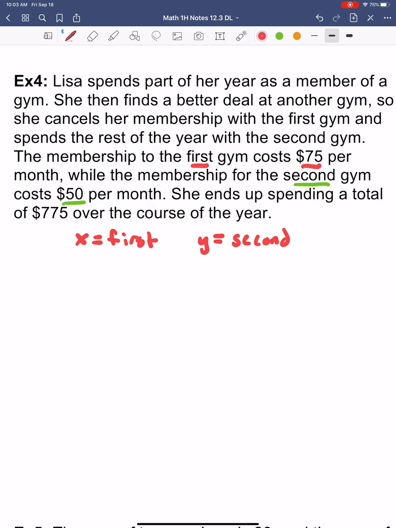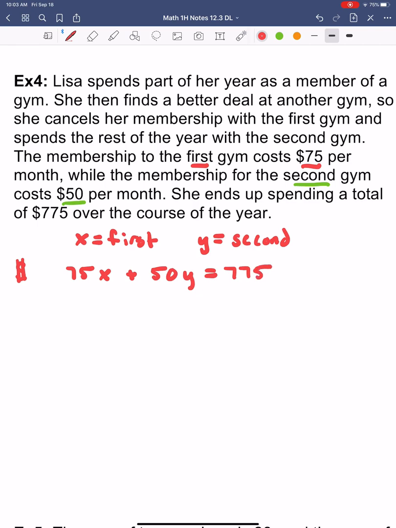So for this problem, the value equation, the money equation, is fairly straightforward because it's 75 for the first gym, so that's 75x plus 50 for the second gym, and that equals the grand total of 775.